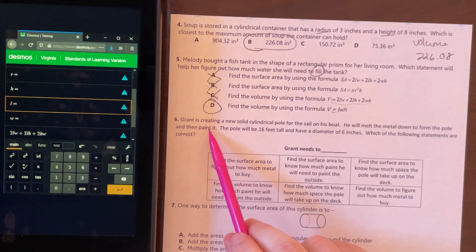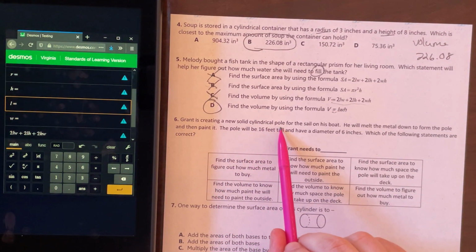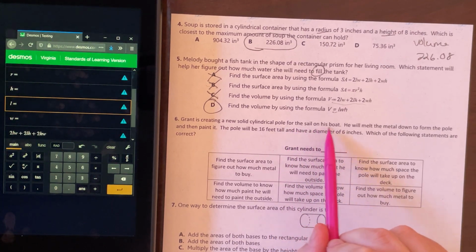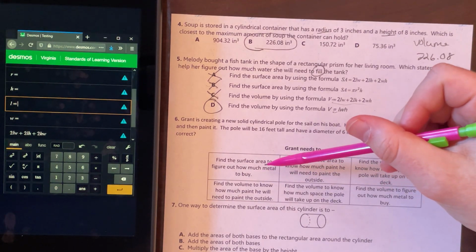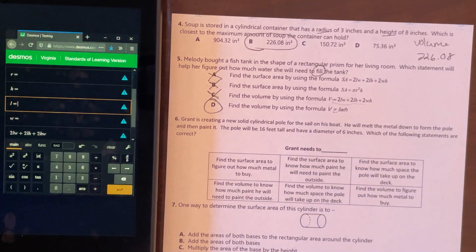For number 6, it says Grant is creating a new cylindrical pole for the sail on his boat. He will melt the metal down to form a pole and then paint it. The pole will be 16 feet tall and have a diameter of 6 inches. Which of the following statements are true? So it's now talking about, okay, you'll need to calculate the surface area and you'll need to calculate the volume. But depending on the situation, you have to be very careful with it.